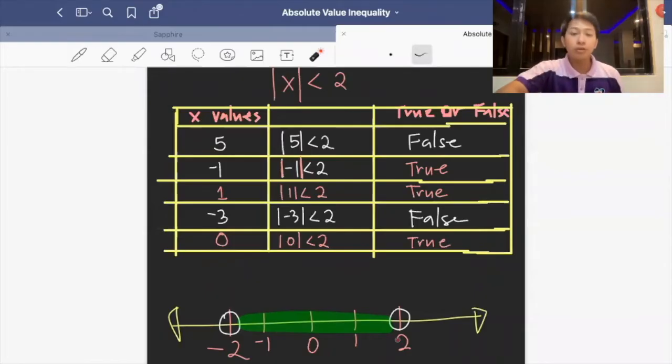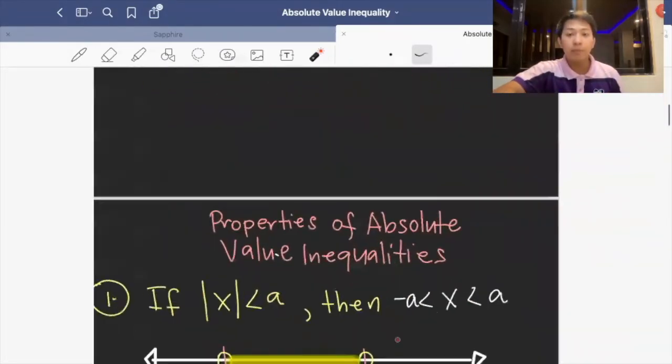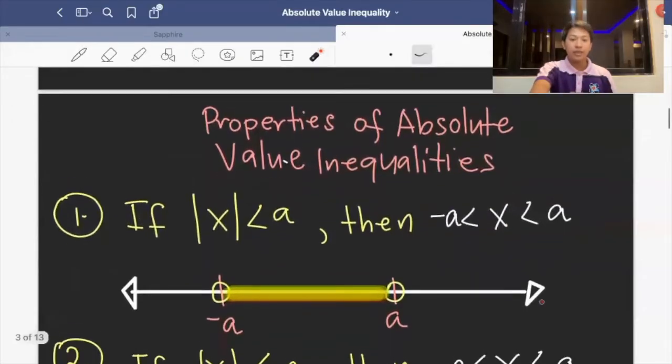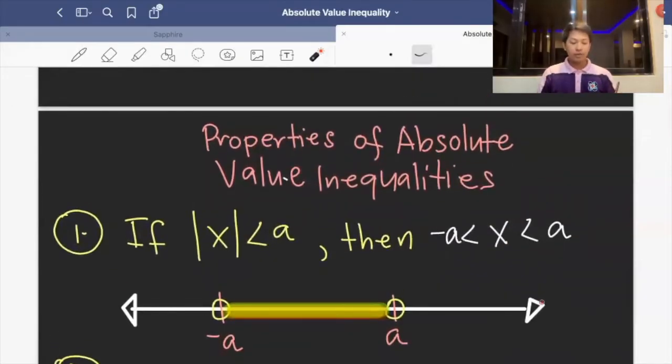All right. So let's also review the properties of absolute value. We have here, if absolute value of x is less than a, then x is greater than -a, but less than a. We can illustrate that through this graph. That's an intersection, right? So that's between -a and a. So everything that is between -a and a are solutions.